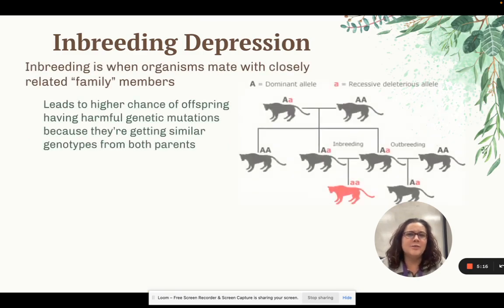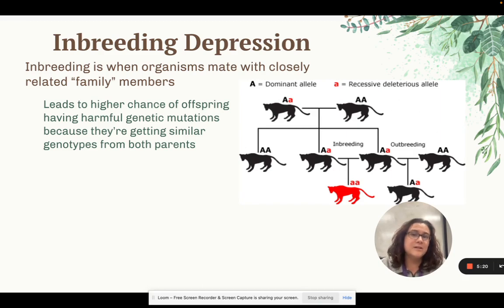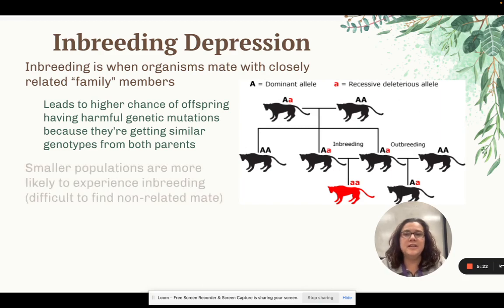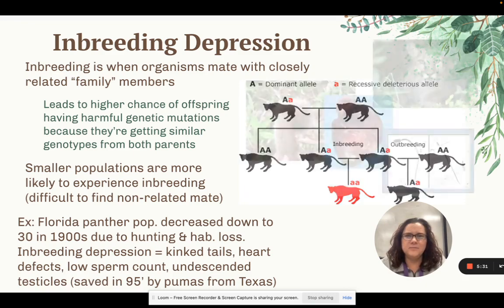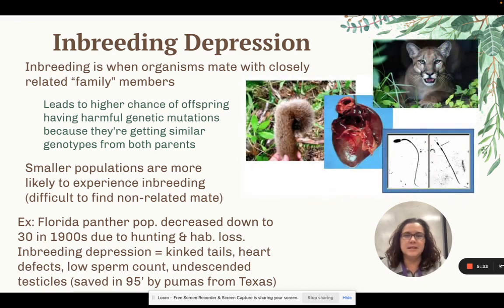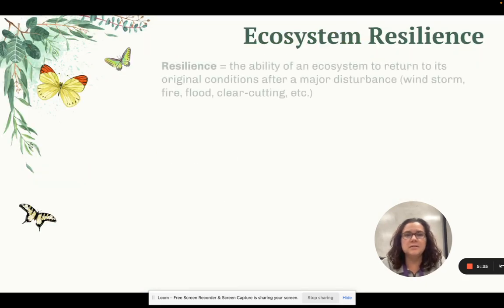When you have that happen, you also often have inbreeding. We have something called inbreeding depression, which is when rare traits pop up more frequently, because they're just kind of there. We'll leave that for now. There's an example about the panthers if you want to read it later.